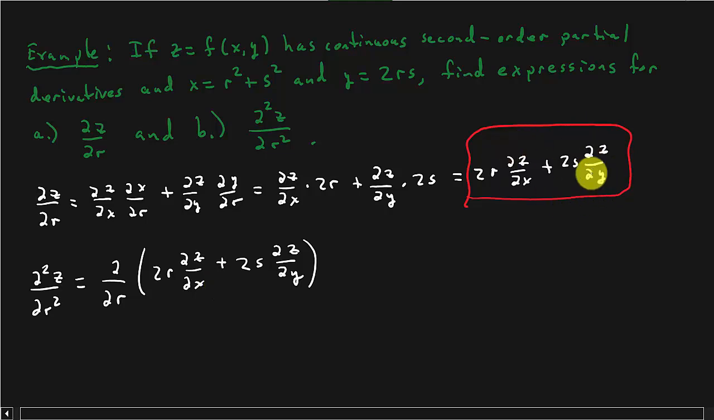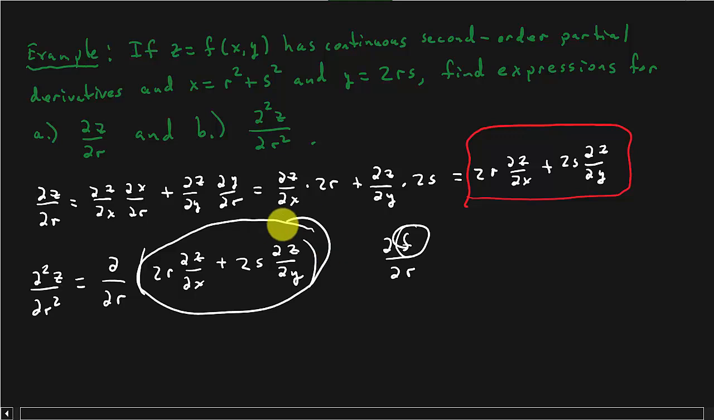See, this is the first partial. So then we take the partial of this with respect to r. Now, keep in mind, this is not this times this. This is the partial of this with respect to r. It would be kind of like the partial of f with respect to r, but the f here is this whole thing.